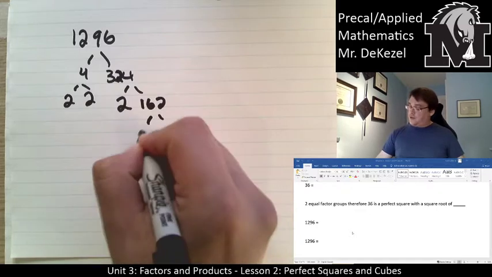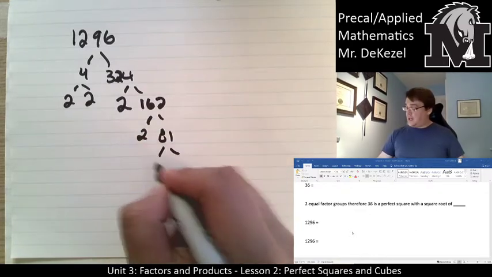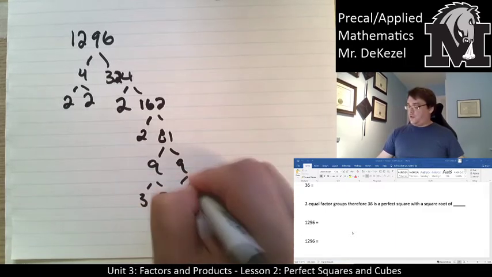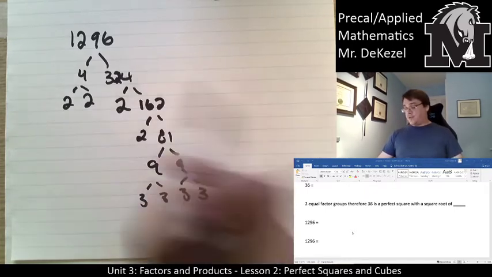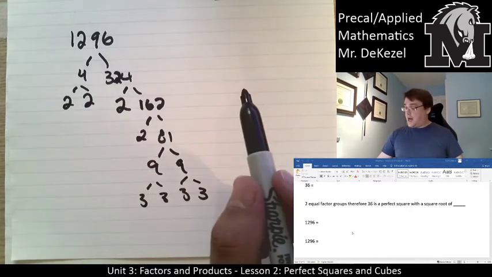So 324 divided by 2 is 162. Can divide that by 2 again to get 81, and now I'm on a roll because 81 is 9 times 9, and each of those break down into 2 threes. So that's actually quite a large factor tree. Let's write out our numbers here and see if we can put them in any type of pattern.